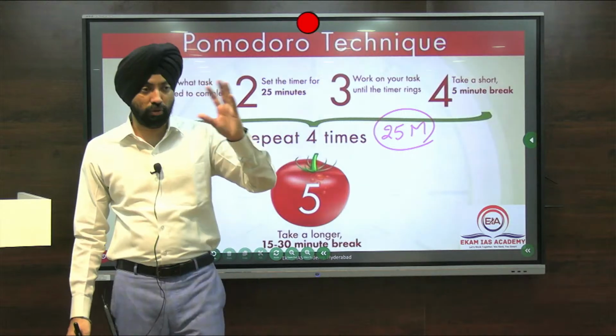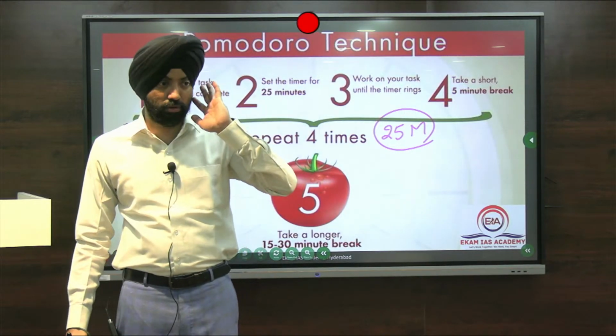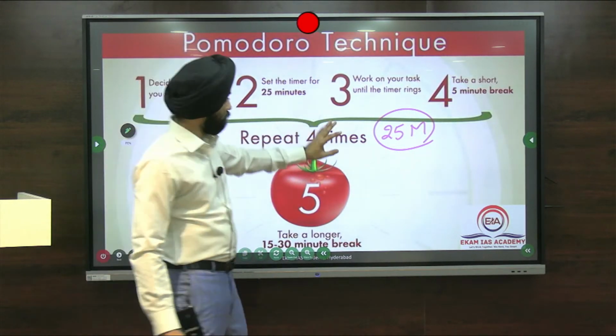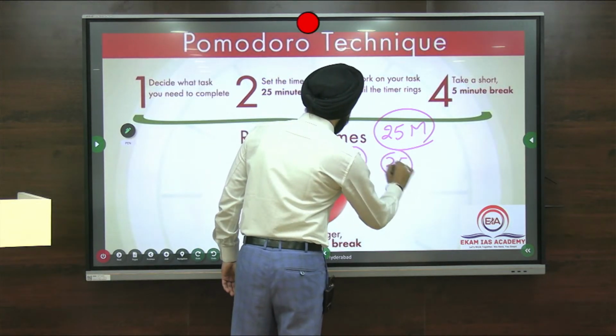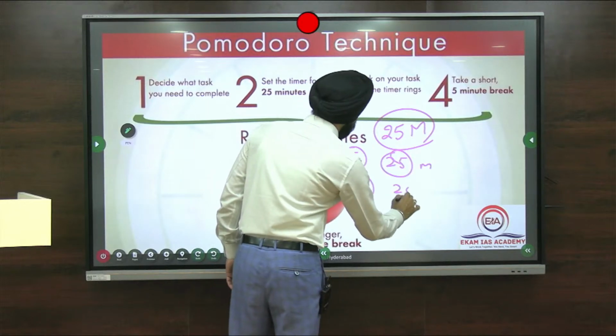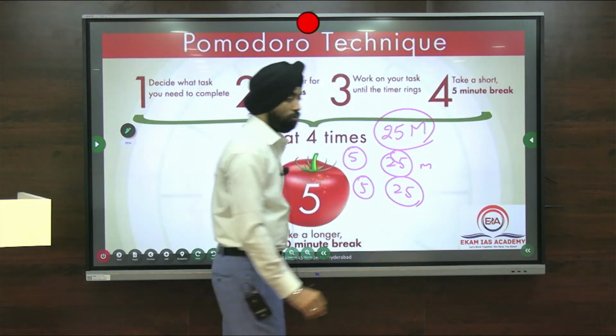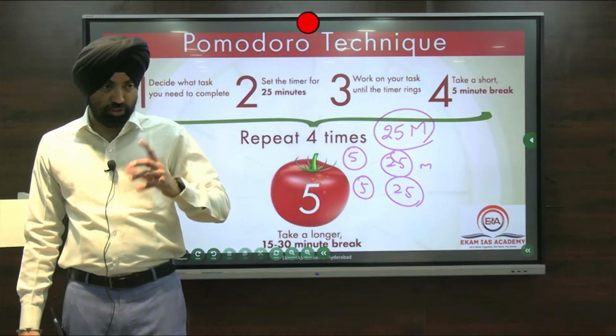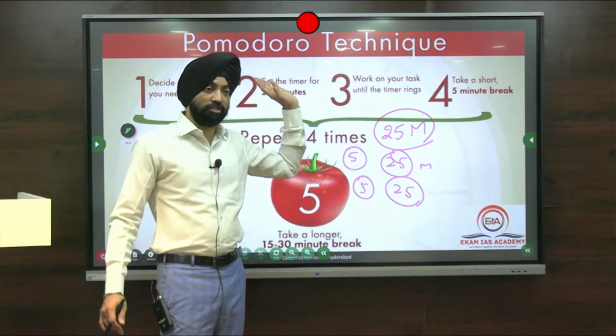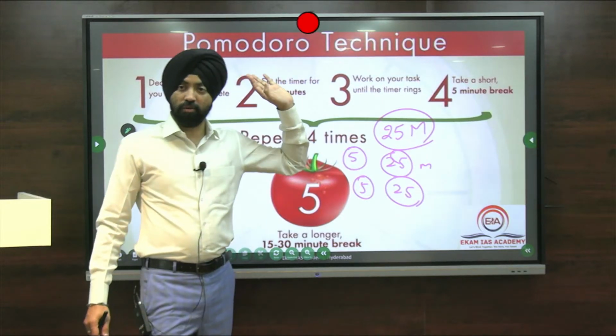You study, you write, or you think, or you listen, whatever you want to do. After 25 minutes, a 5 minute break, again 25 minutes. 5 minutes break, again 25 minutes. So this is called the Pomodoro technique of intensive studying: 5 minutes break, don't do anything, just relax. Again 25 minutes, then 5 minutes relax.